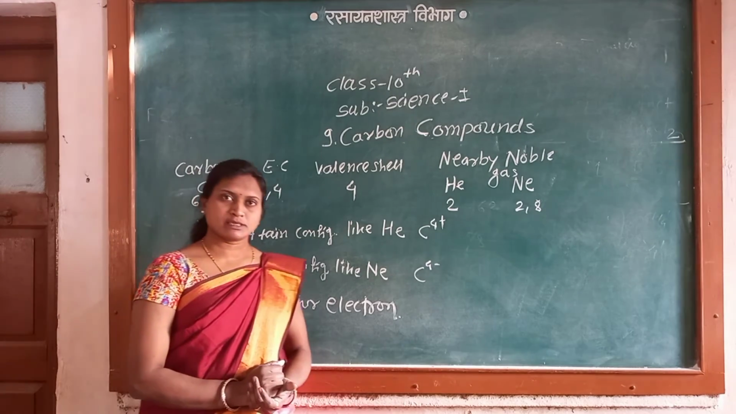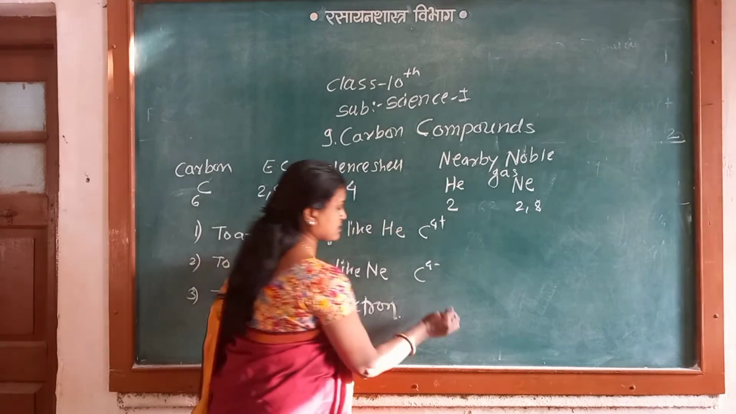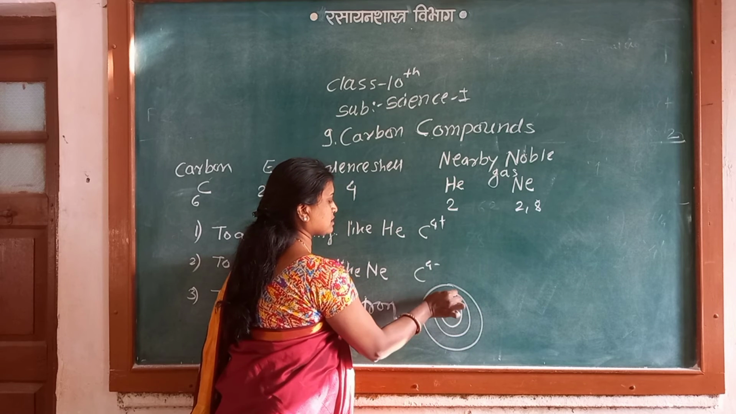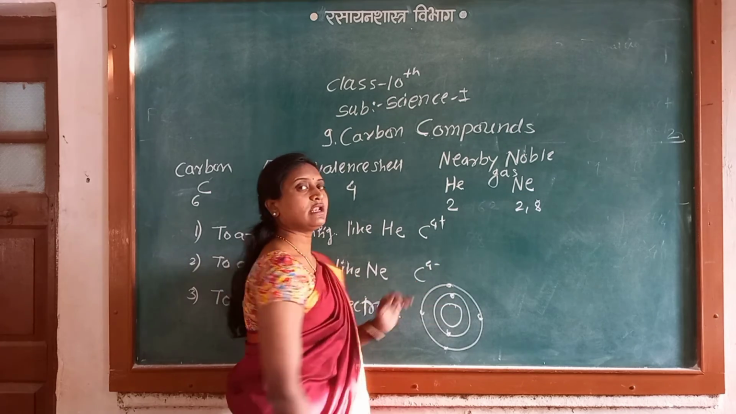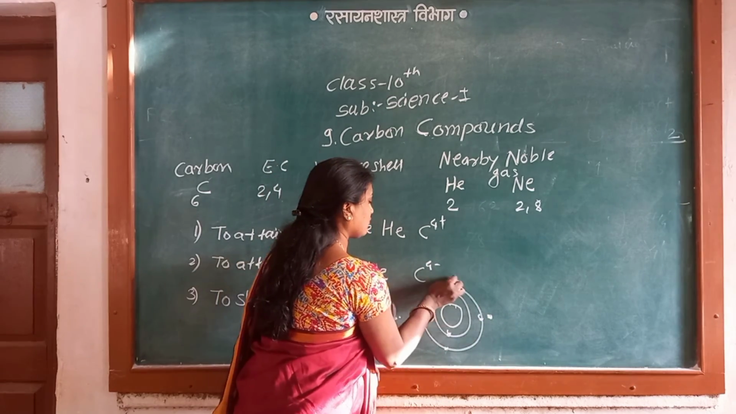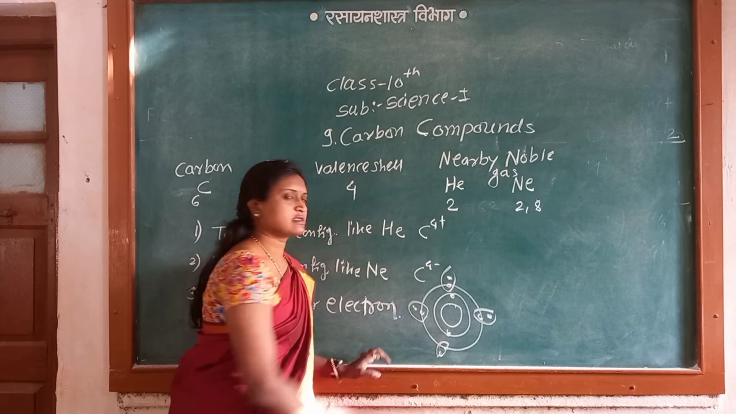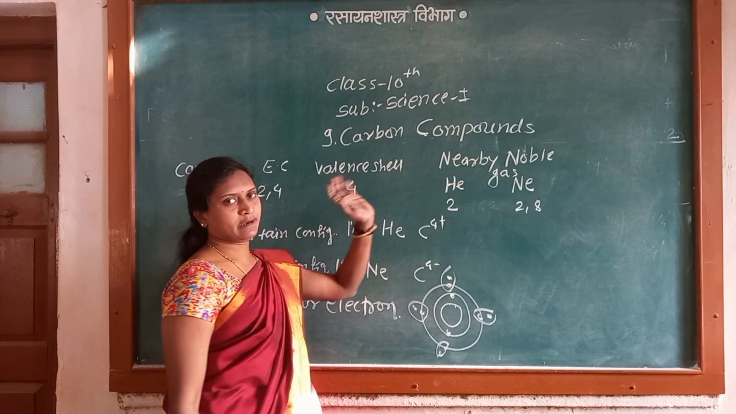The third route, which is suitable for carbon, is that it will share its 4 outer electrons. The first shell contains 2 electrons, the second shell contains 4 electrons. It will share these 4 electrons with other elements, forming 4 covalent bonds, which is the convenient route for carbon for forming carbon compounds.